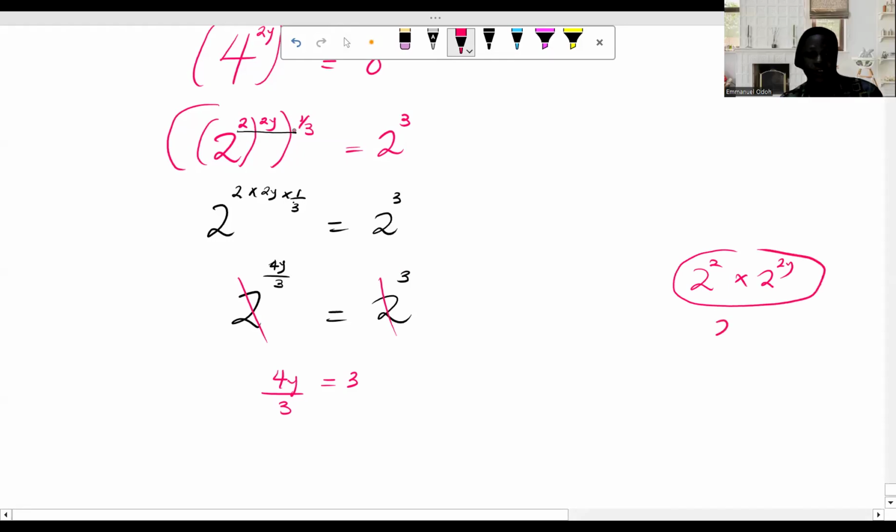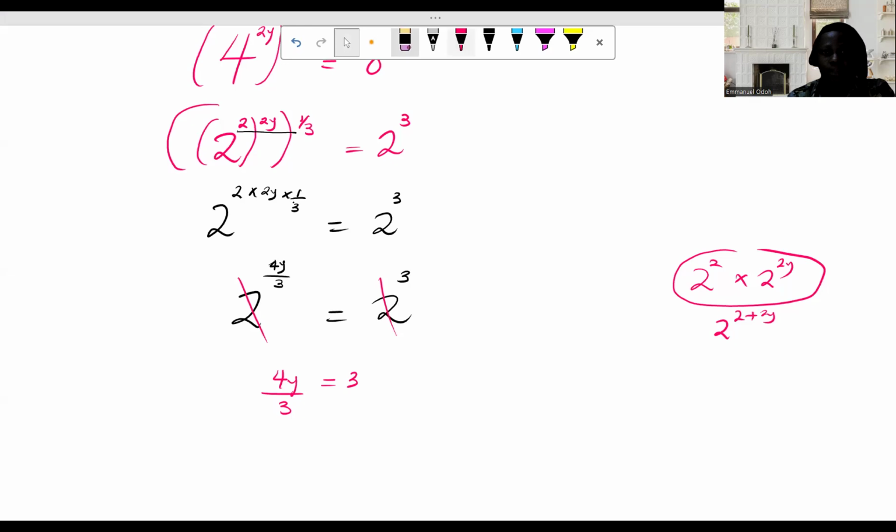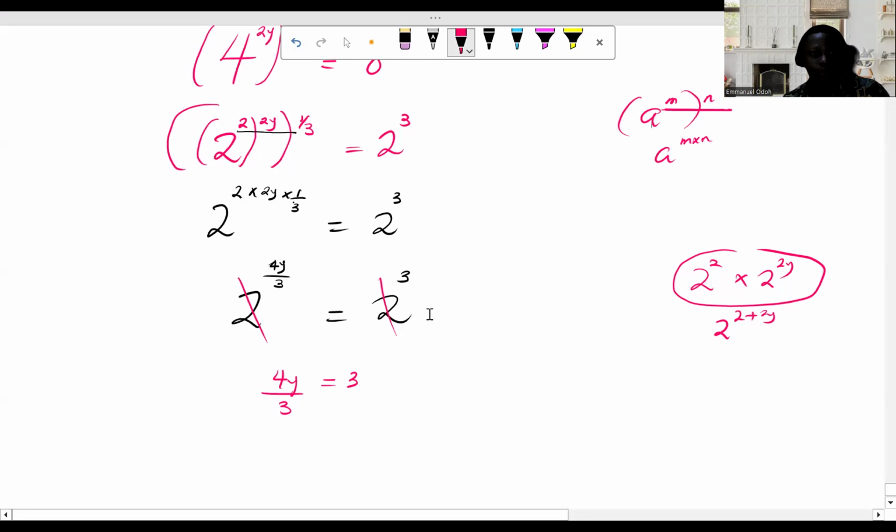So for this case, we are going to do 2 plus 2y like this. But this is power of power. If you go to your law, the law we did, you will see that power of power, if you have a^m to the power of n, it should be a^(m times n), because both of them are powers. And that's what we applied here.